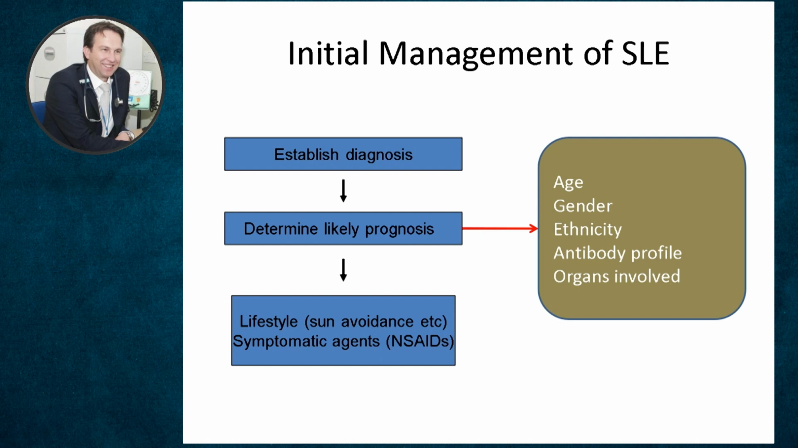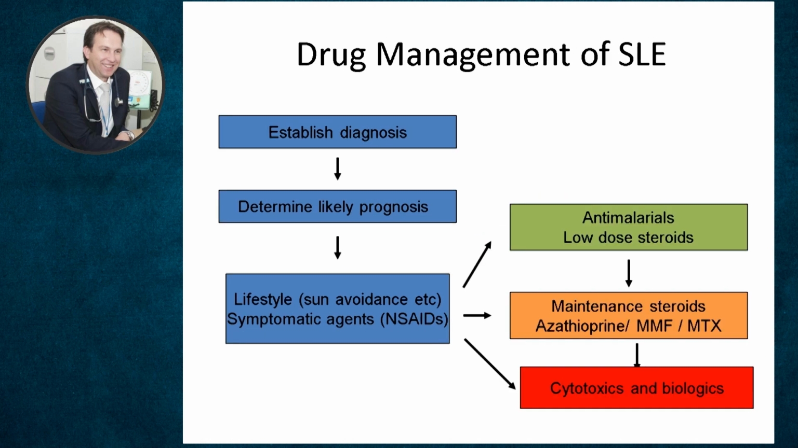So the initial management of lupus, as we've already seen, is to establish the diagnosis and try and determine the likely prognosis based on some basic epidemiology and pattern of disease at presentation. Simple lifestyle measures are important but often forgotten, so things such as avoiding the sunlight if any signs of photosensitivity, and using symptomatic remedies as required.